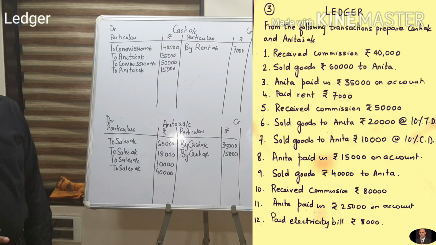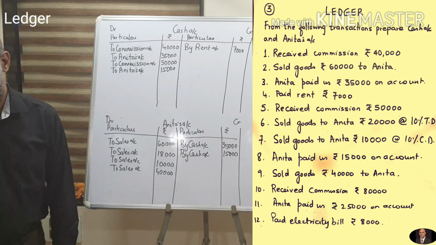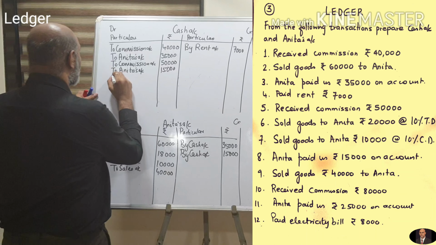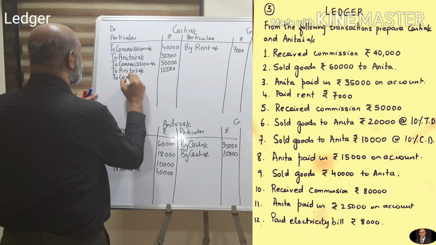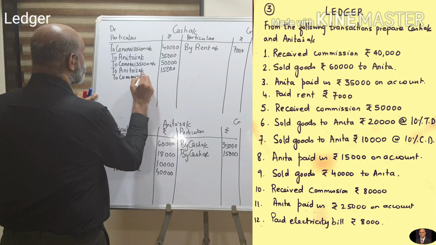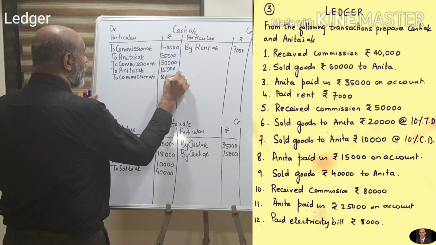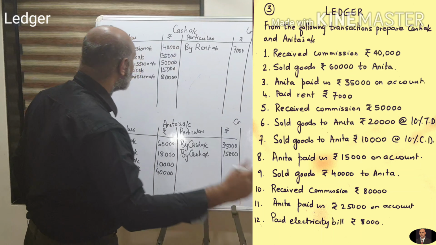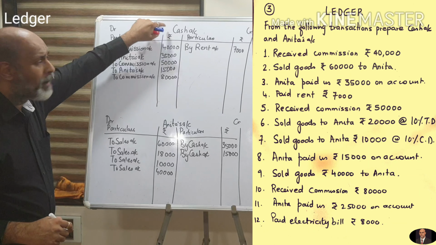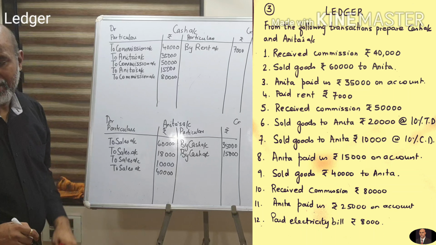Fine. After that, received commission rupees 80,000. So I write here again two commission. I am receiving commission, so two commission account. How much? 80,000. Immediately I go to commission account. On the other side of commission account, I will be writing by cash.